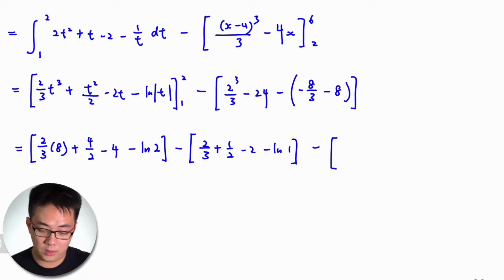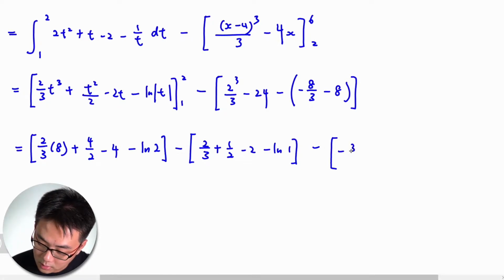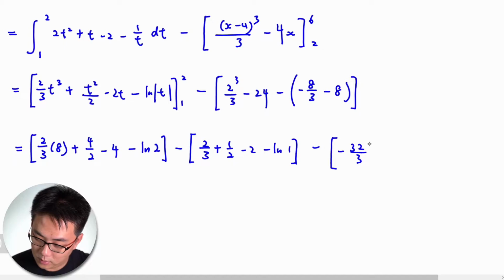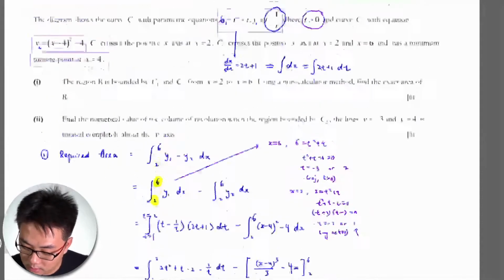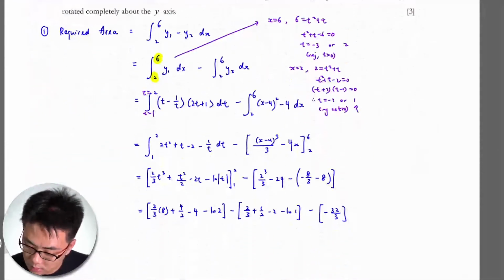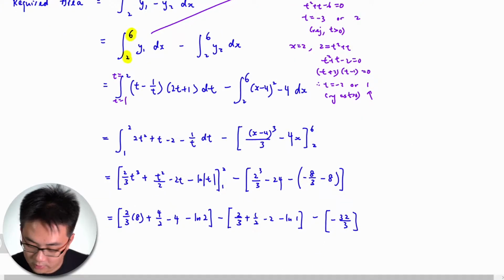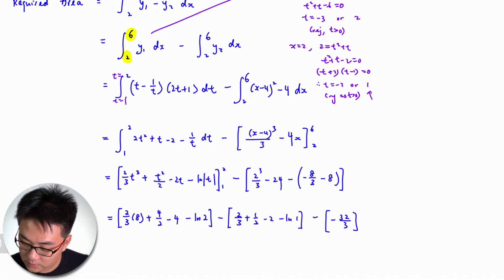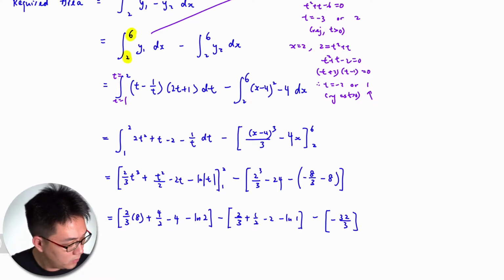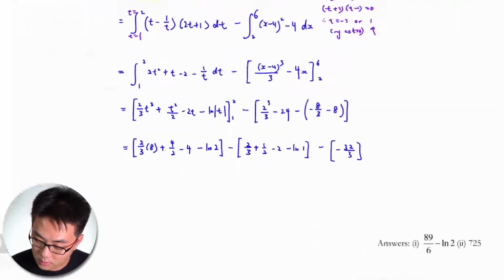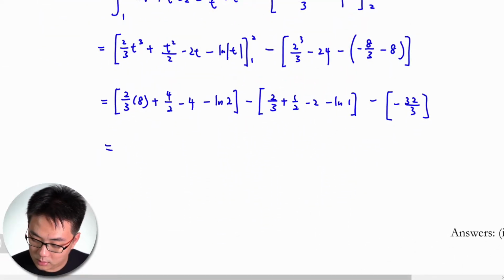Okay, this is a bit tricky, so just remember to check. Let me check. Positive, should be a positive area. How come I get negative area? 8 over 3. That's about. So key in calculator, see whether you get the answer.